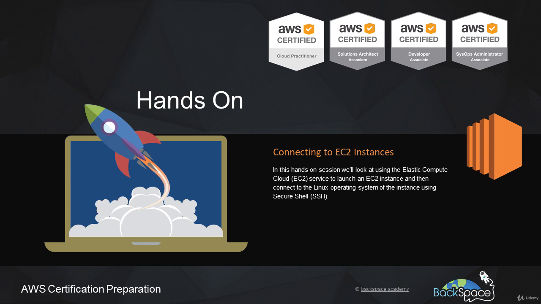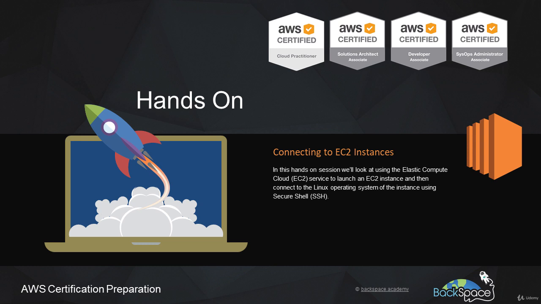But what happens if we want to actually change the WordPress application itself? We want to change one of the PHP files. We want to change one of the configuration files. To do that, we need to connect into the Linux operating system that is running our WordPress application. So to do that, we can connect remotely into our EC2 server using Secure Shell, and that will give us direct access to the Linux operating system.